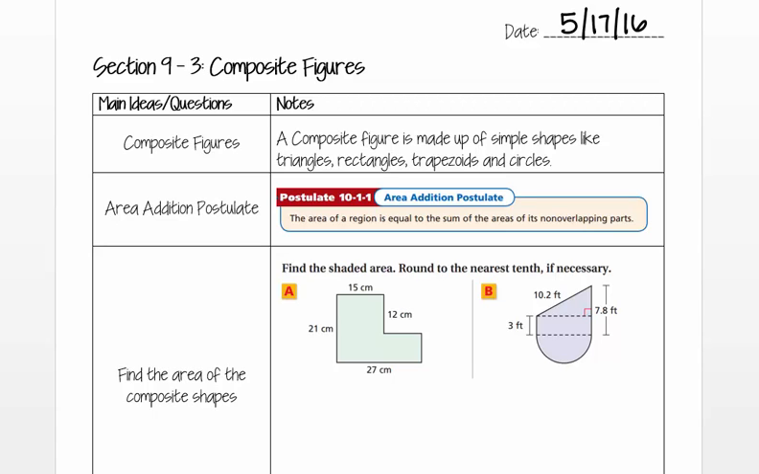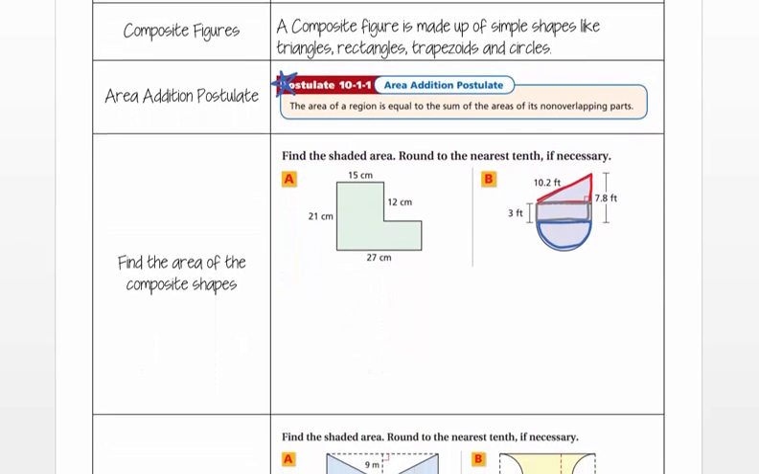So like this B down here is really easy to see that this shape is made up of a triangle here, a rectangle here, and then a half circle here. And this formula or postulate says that if we find the area of the triangle, the rectangle, and the circle and add them all up, that totals the area of the entire shape. So let's start with a little easier one.